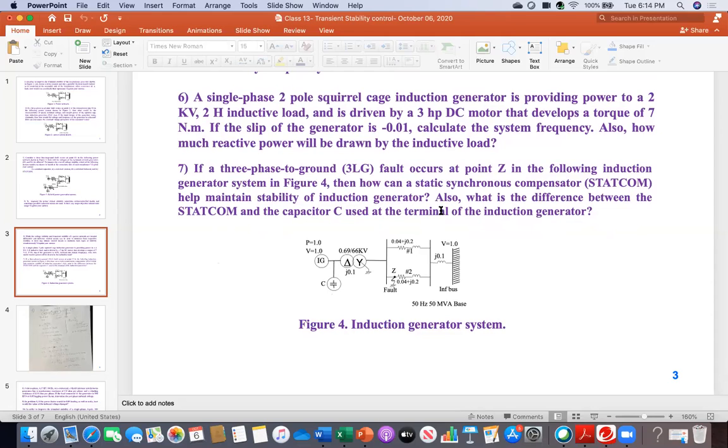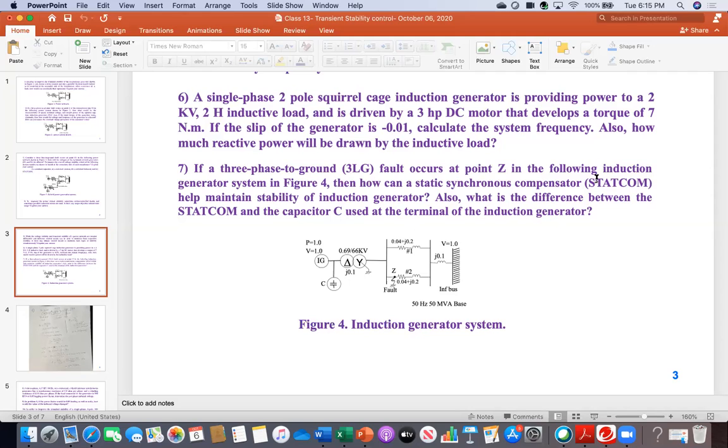Now, the meaning of the question is that because this is an induction generator and a fault happened, the voltage will collapse, so definitely we have to compensate the reactive power. So you need a reactive compensator. That's why it is asking about STATCOM. For the first part, how can a STATCOM help maintain stability? You will say that STATCOM will be connected at the grid connection point and will control the reactive power. So the answer is STATCOM will be connected at the grid point and provide the reactive power support that will compensate the inductive effect in the network, and it will help maintain the stability.